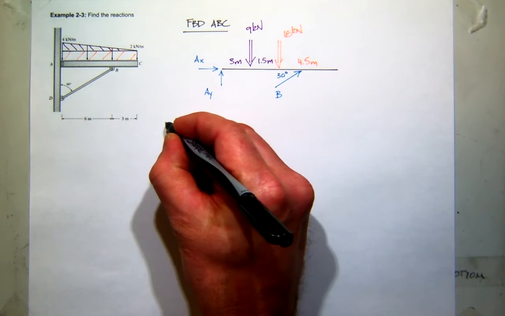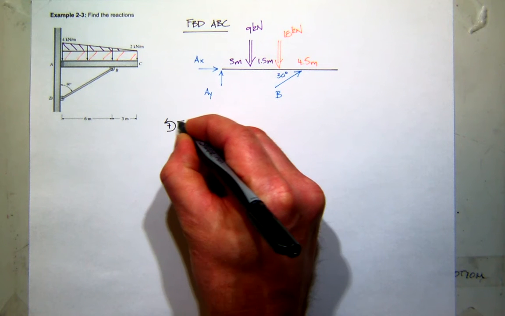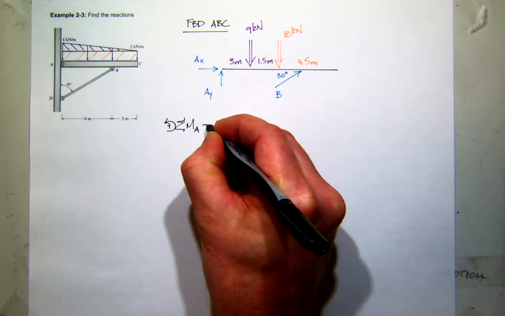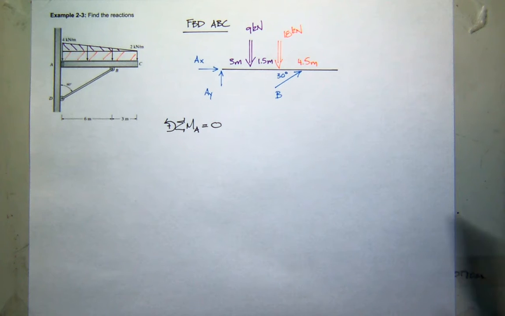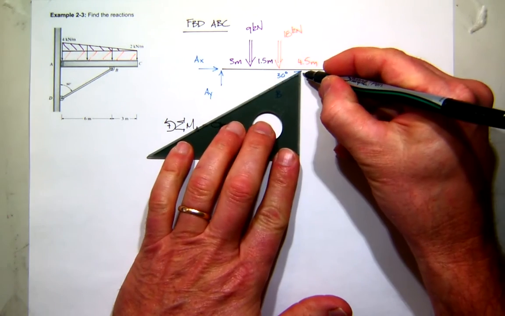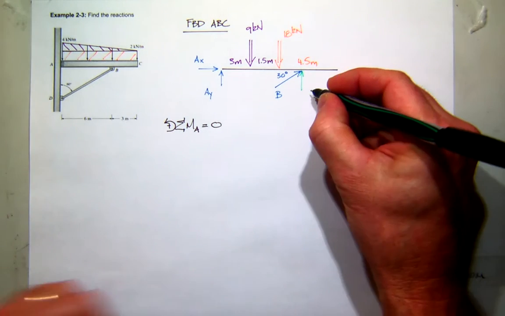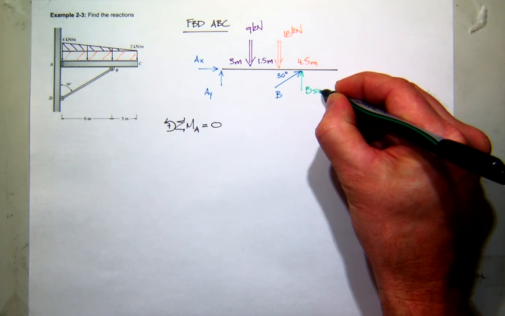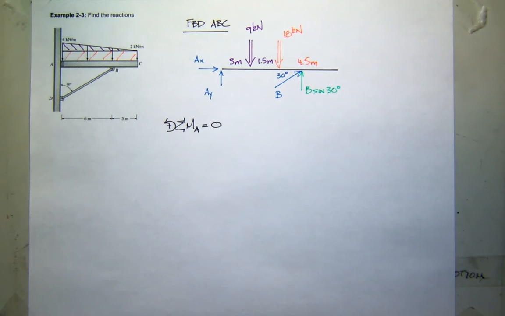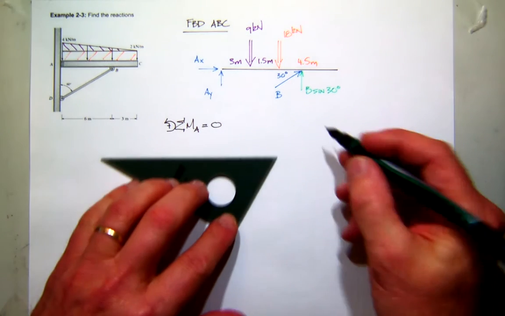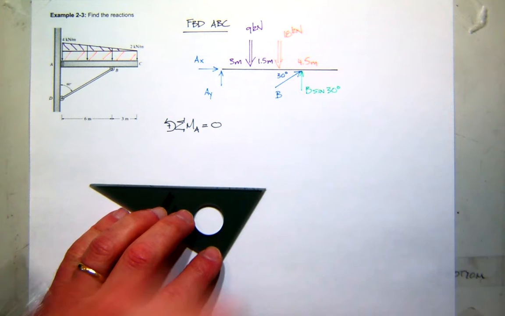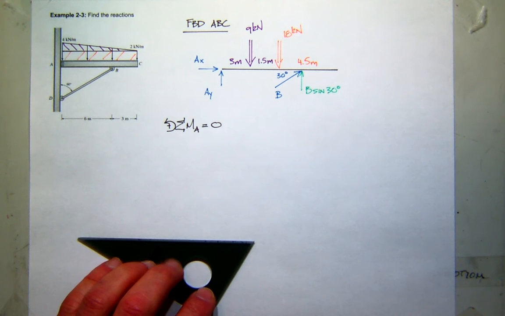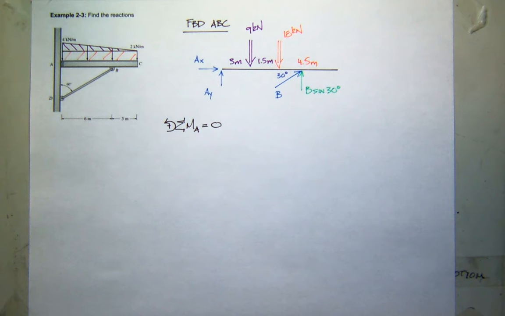So let's do that. I'm going to sum moments about A. Now when I do that, I'm going to need components of this B force. So let me just sketch that one in. And that's going to be B times the sine of 30 degrees, right? Everybody see that? I didn't leave myself much room in there, but there would also be a Bx, which is going to be B times the cosine of 30. So now I'm ready to roll.